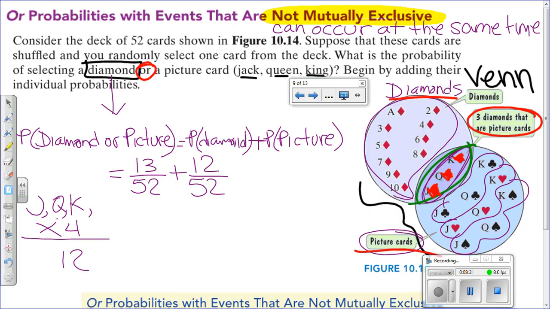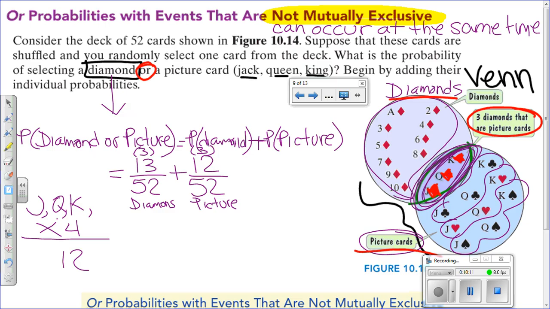Now, because those events are not exclusive, meaning they're here in the intersection, we're actually accounting for them twice. We're counting those 3 here. 3 out of those 13 are those face diamond cards, and 3 out of these 12 are actually face diamond cards as well. Remember, these were all the diamonds, and these were all the picture cards.